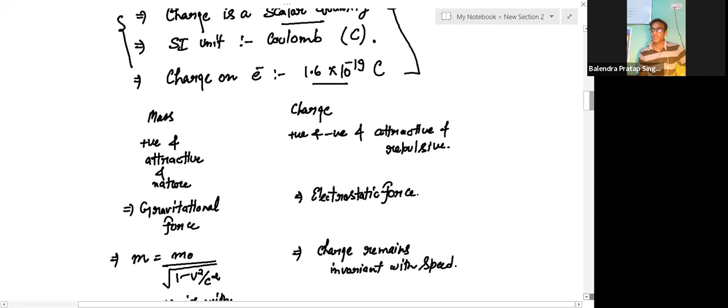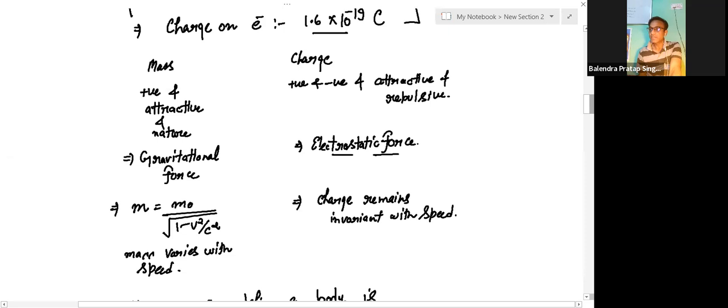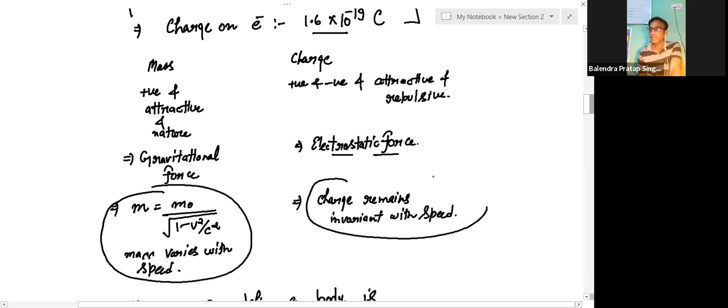And some comparison between mass and charge. Mass has only positive, it is only attractive in nature. Charge is both positive and negative, it has properties of attraction and repulsion. Mass causes gravitational force, while charge causes electrostatic forces. Mass varies with speed, meaning if you are considering very high speed, then mass varies. And charge never varies, charge is invariant with the speed. This is a very important point.